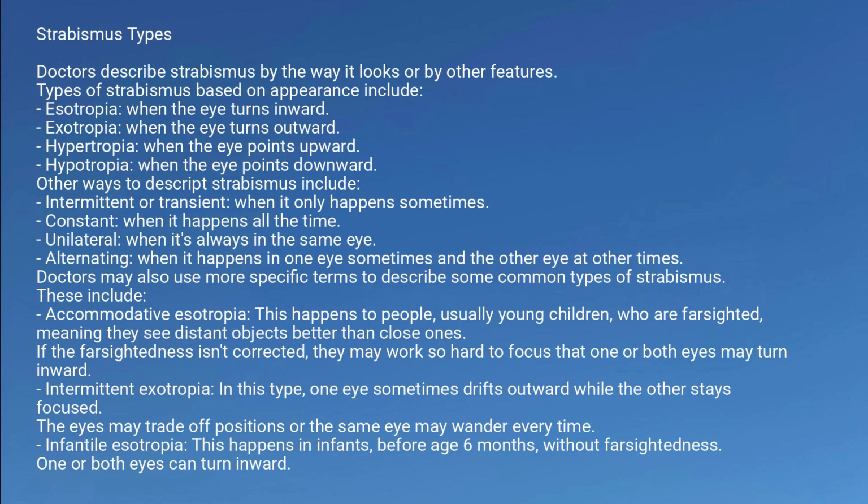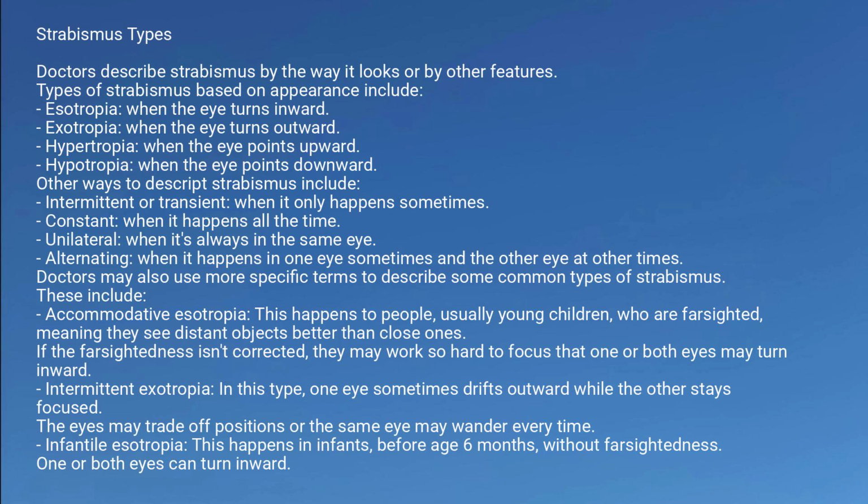These include accommodative esotropia. This happens to people, usually young children, who are farsighted, meaning they see distant objects better than close ones. If the farsightedness isn't corrected, they may work so hard to focus that one or both eyes may turn inward.